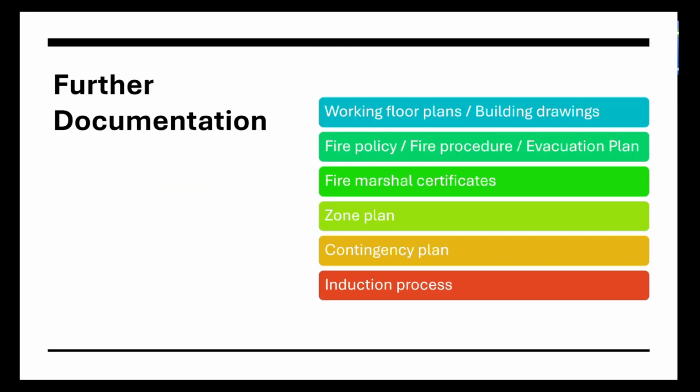So further documentation required for the fire risk assessment would be your working floor plans or building drawings or an evacuation plan, a fire policy if you have one, a fire procedure, any fire marshal certificates that you have, and a zone plan if you've had one drawn up for your fire marshals to ensure they can sweep the building suitably and safely and stay out of any areas where there won't be any people working. Your fire risk assessor will probably ask you for a contingency plan, a plan for you to recommence working after the event of a fire as swiftly as possible. So if you have one of those in place, please make it available for your fire risk assessor.